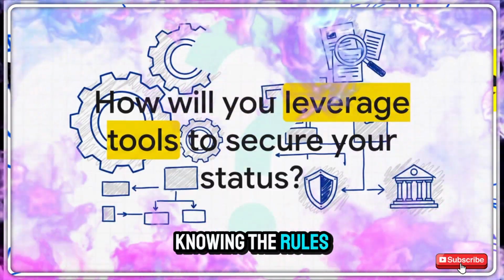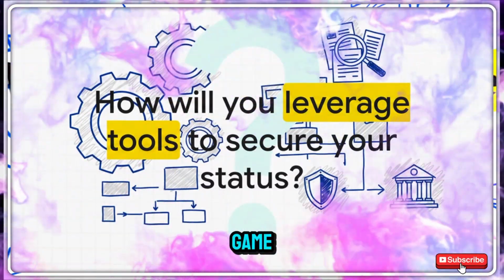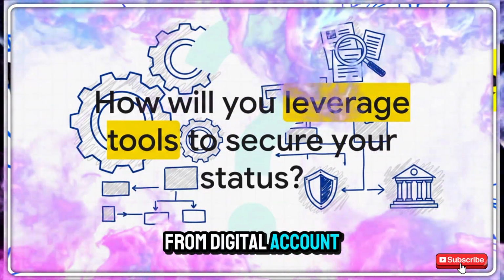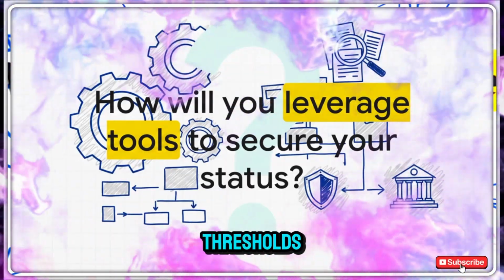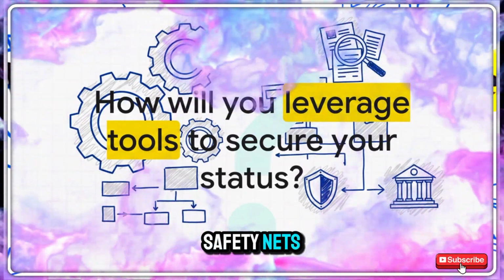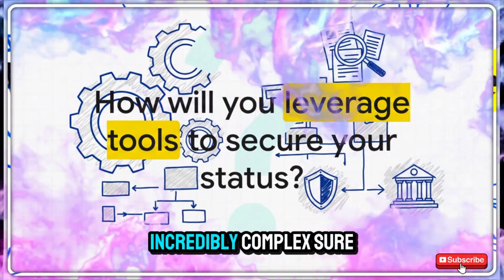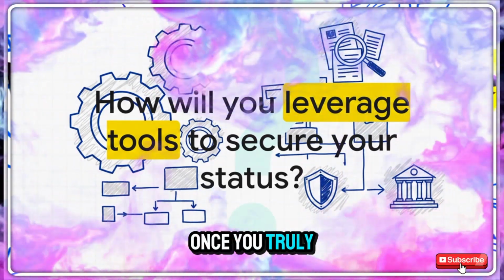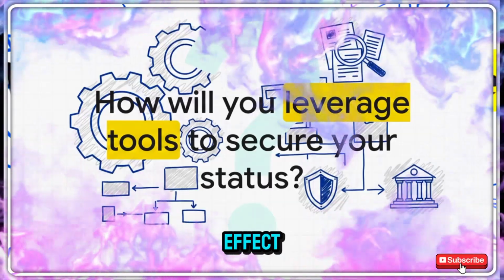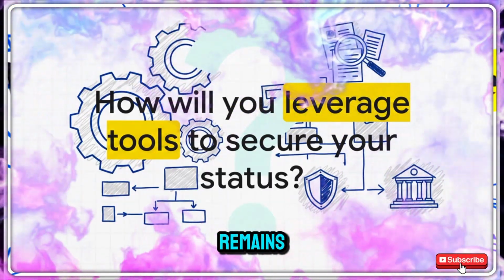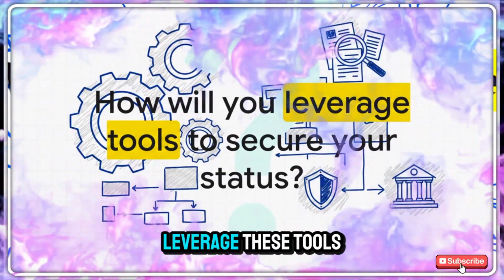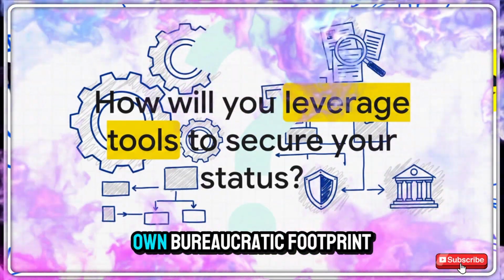Knowing the rules absolutely changes the game. We've decoded the hidden mechanisms today, from digital account architectures to strict legal thresholds and those vital safety nets. The bureaucracy is incredibly complex, sure, but it is entirely predictable once you truly understand cause and effect. So the question remains, now that you can see the matrix of the federal system, how will you leverage these tools to master your own bureaucratic footprint?